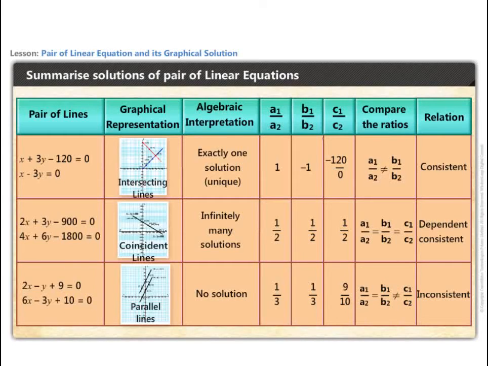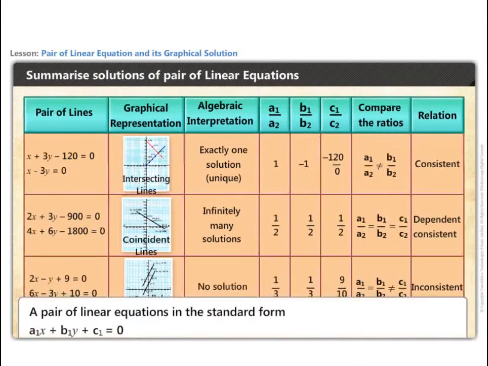Let us summarize the ratio of comparing the coefficients, its graphical representation, and its algebraic interpretation for the different pairs of linear equations. So, given a pair of linear equations in two variables, we can find out the type of solution the equations will have by just comparing the coefficients of the two equations without any calculations or plotting on the graph.